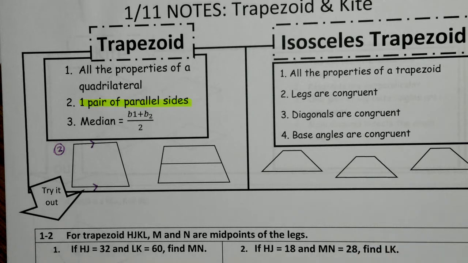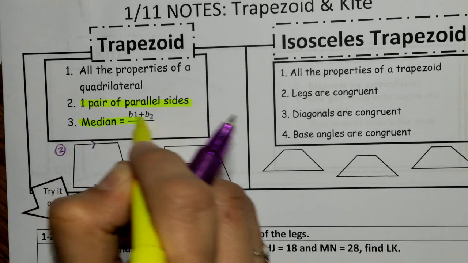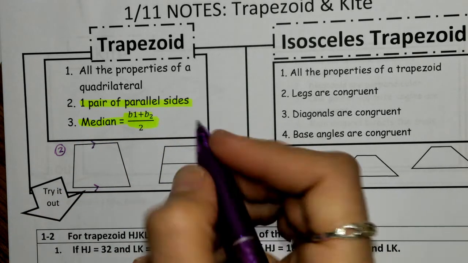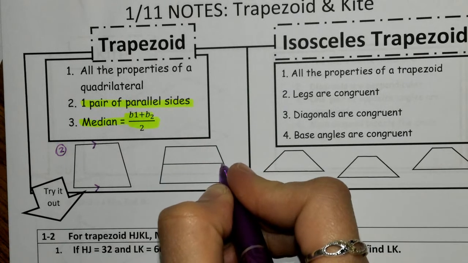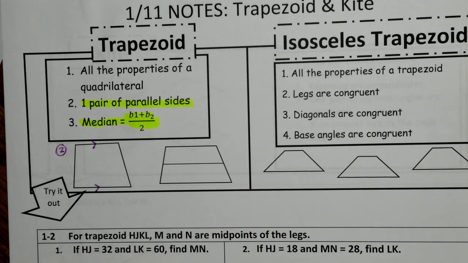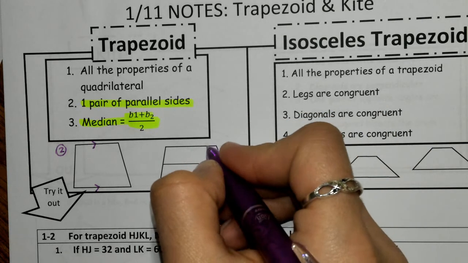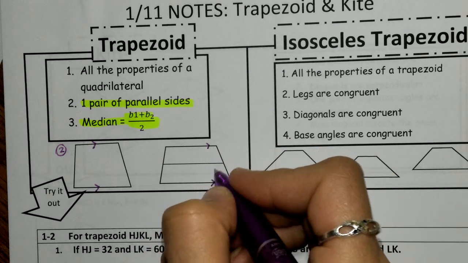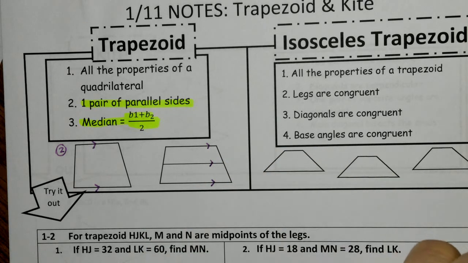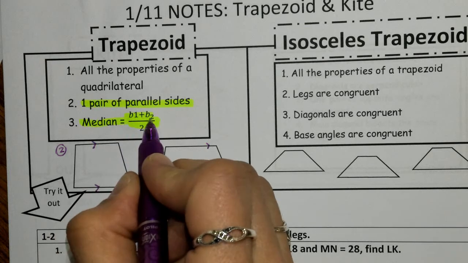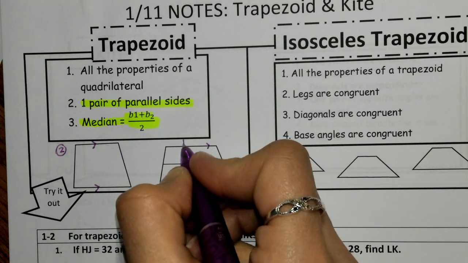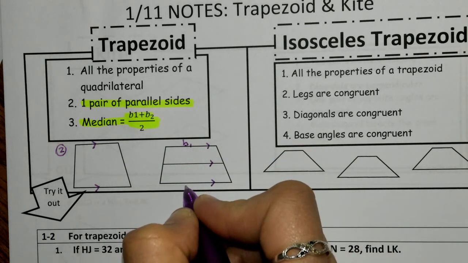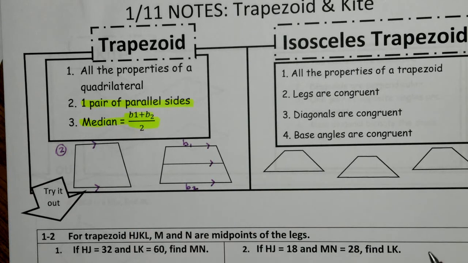And then the third property is we have the median, which is in the middle, creating midpoints on both sides. We have a formula so we can find that. What ends up happening with this median are a few different things. First of all, these two sides are going to be parallel. The median will be parallel with them as well. We're going to have B1 plus B2, which stands for our bases. So we use our top as base 1, bottom as base 2, or vice versa. It doesn't matter which one's B1 and B2.